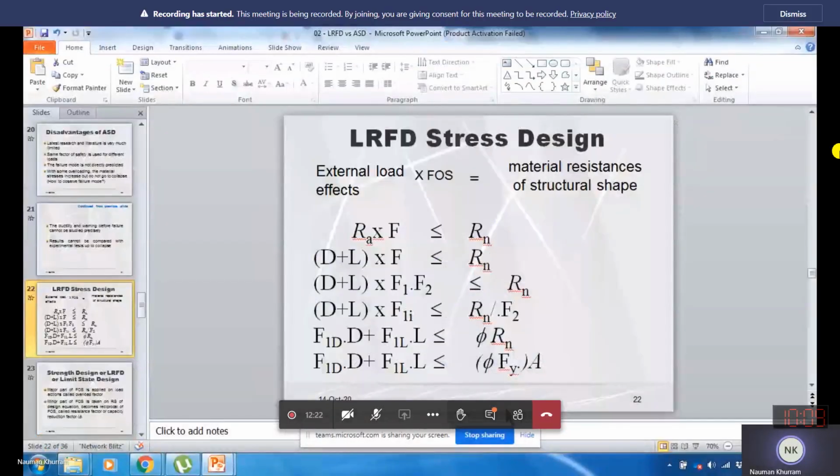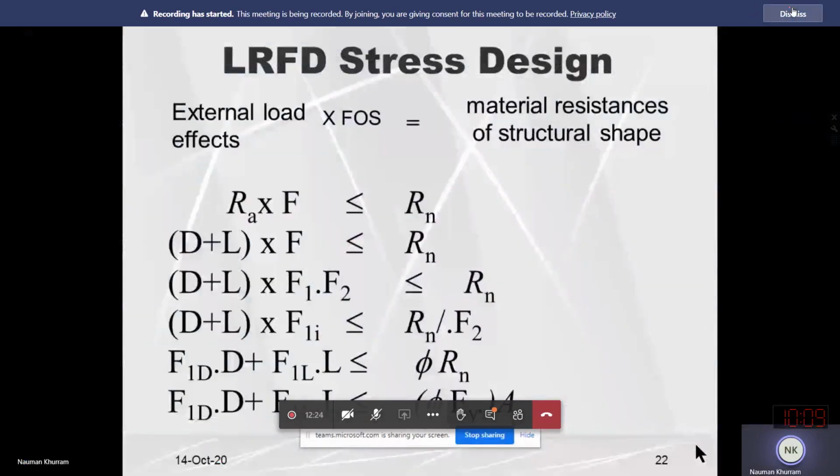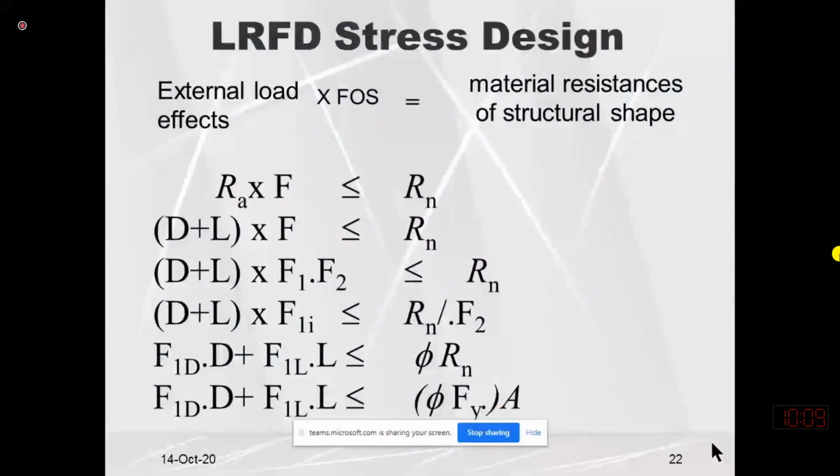Last time I explained the allowable stress design in detail. So what is the difference between ASD and LRFD? I told you that our basic design equation is this one. We apply the external load effect with a factor of safety, and then we equate it with the resistance offered by a structural shape of a material.